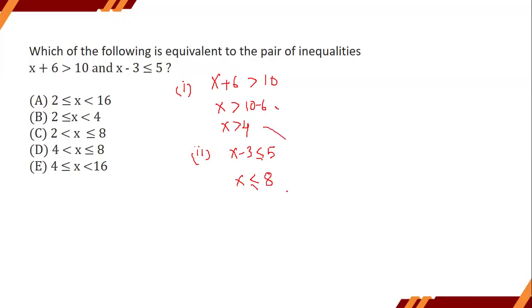Now, can we combine these two inequalities? Yes, of course. As per the first inequality, we have x is greater than 4, and with the second inequality, we have x is less than or equal to 8. So we can combine these two inequalities and we get that x lies between 4 and 8. So what's the answer to this question? Option D, and we can eliminate all other answer choices.